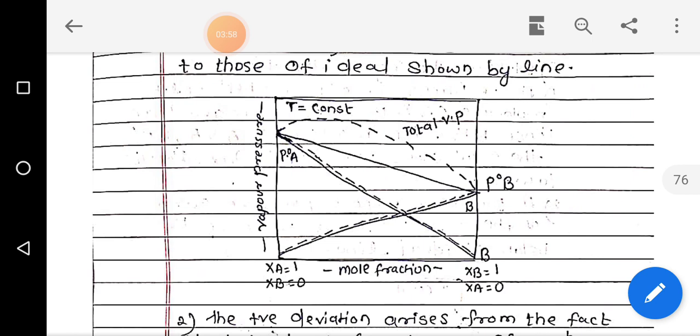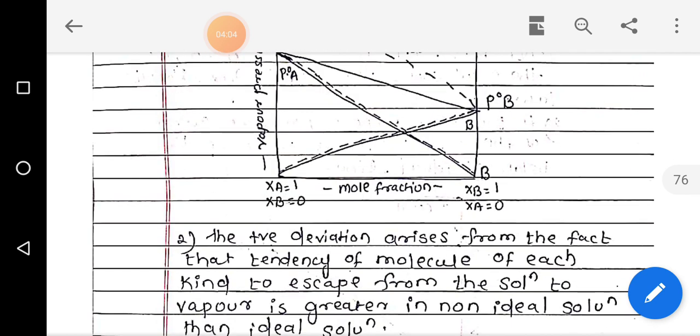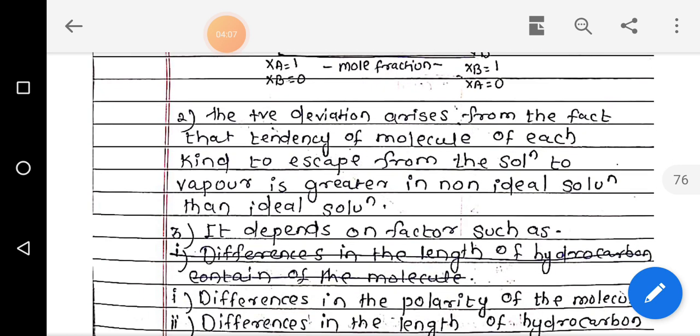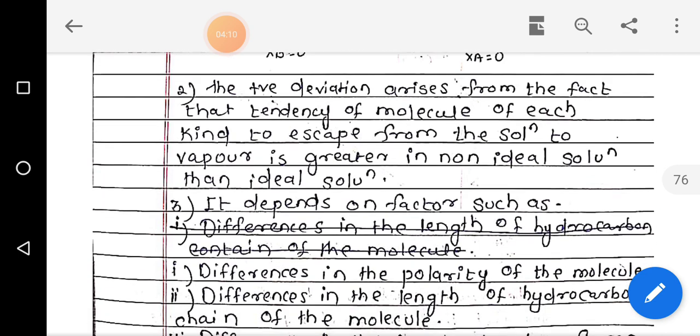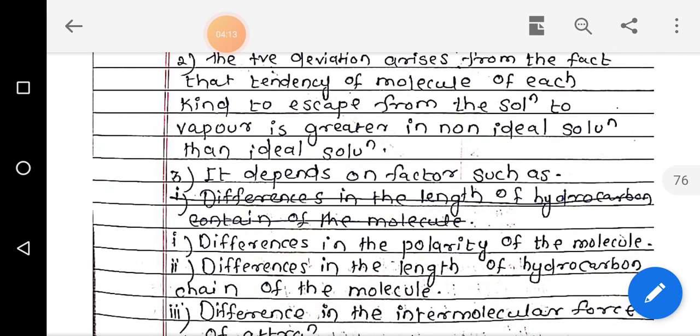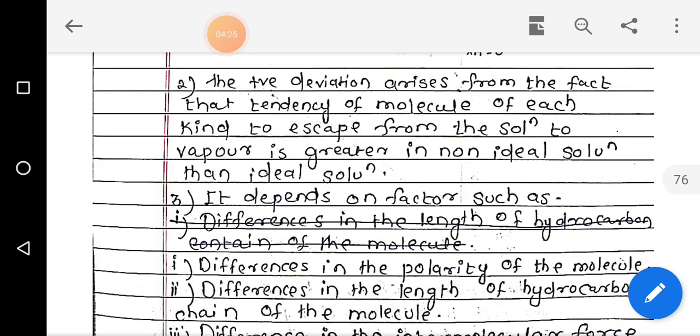The total vapor pressure is represented as well. The positive deviation arises from the fact that the tendency of the molecules of each kind to escape from the solution to vapor is greater in the non-ideal solution than in the ideal solution.